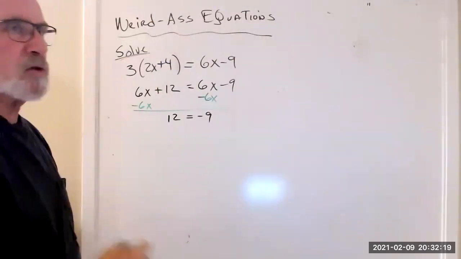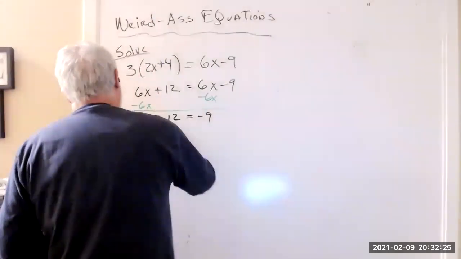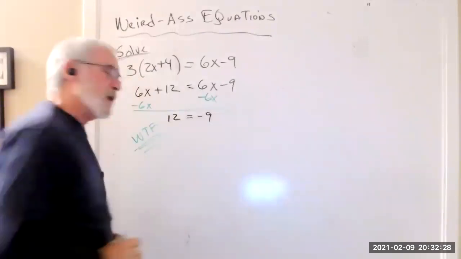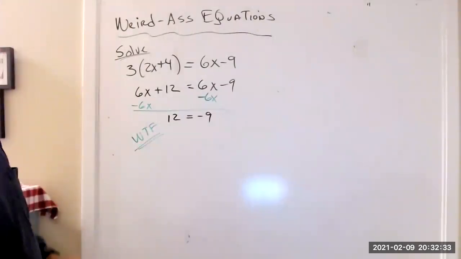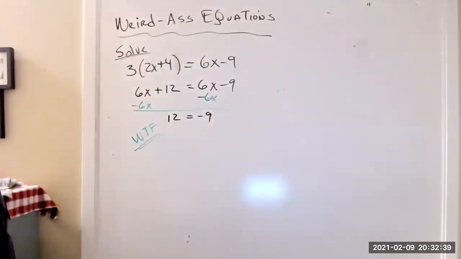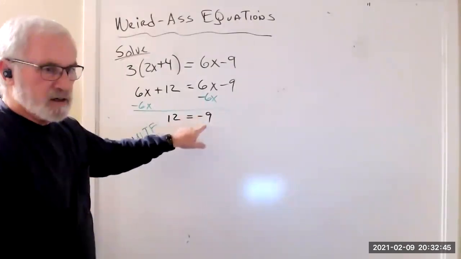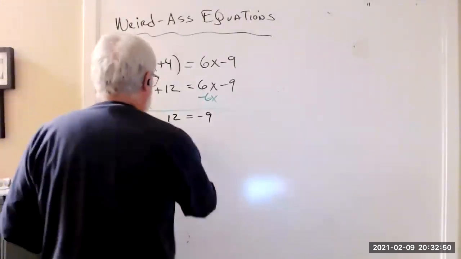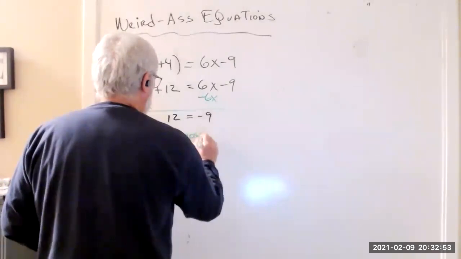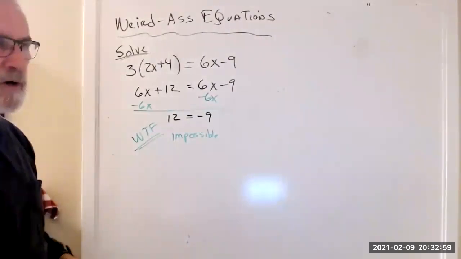I term this, and actually I keep using this when I talk to other math instructors, I call this a WTF equation. Because it doesn't make sense. Something very strange is happening. How can 12 equal negative 9? That's impossible. So my first inclination is, okay, I'm going to go back and make sure I haven't made any mistakes.